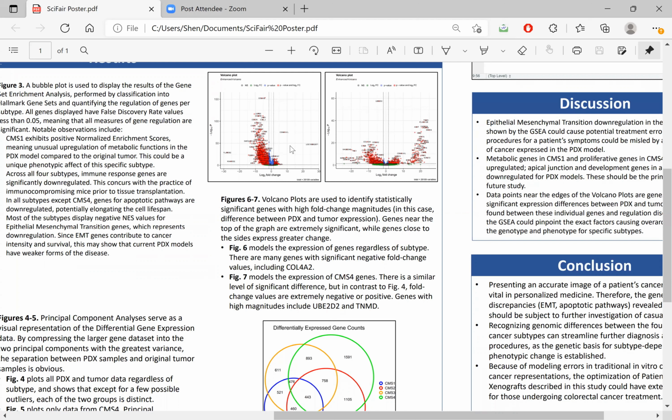So the plot on the left represents the overall PDX versus tumor expression regardless of subtype. So we can see that most of the fold change is negative, while the CMS for PDX versus tumor plot shown on the right shows that there are both extreme positive and negative values, and also a few points that are extremely significant.